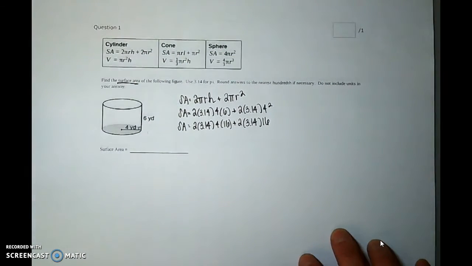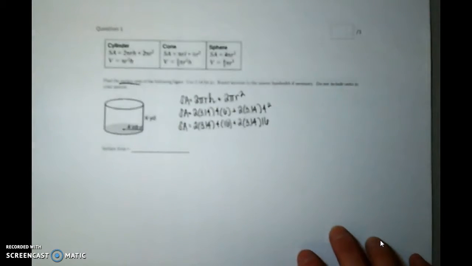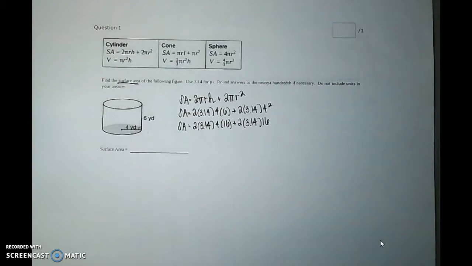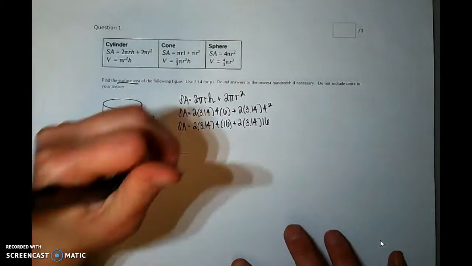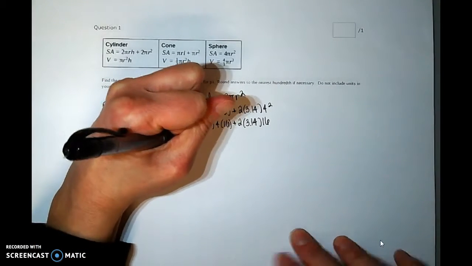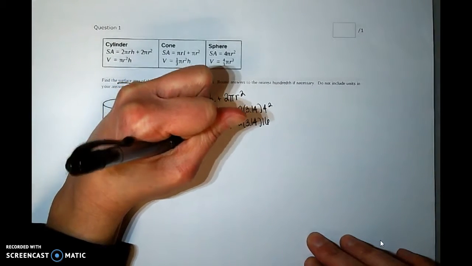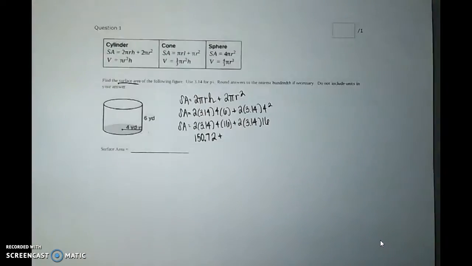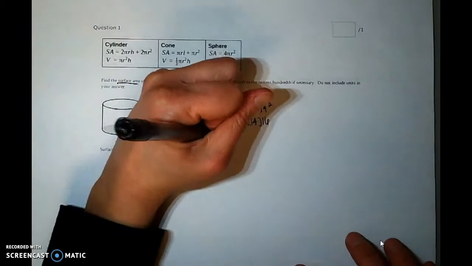And then once I have that, I see that I have multiplication and addition. I do multiplication in order of operations before addition. So I'm going to multiply my sets of numbers together. My first set, I'm taking 2 times 3.14 times 4 times 6, which gives me 150.72. And then with my second set of numbers, I have 2 times 3.14 times 16, which gives me 100.48.